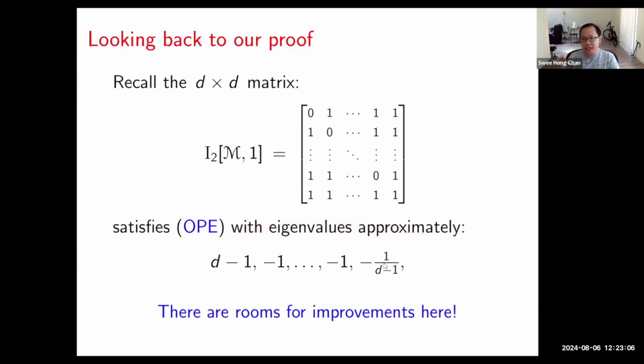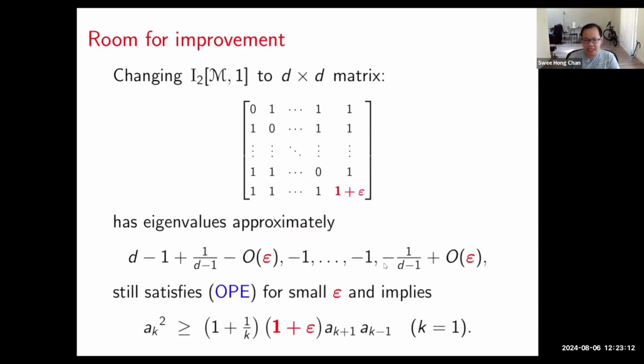I claim that there is room to improve here. The reason is as follows. Suppose that I change the matrix. Let's say that the last entry, rather than putting exactly 1, I put 1 plus epsilon. In this case, as long as epsilon is really, really small, it only affects the first eigenvalue and the last eigenvalue of your matrix. The rest is still equal to -1. And therefore, when epsilon is really small, the first eigenvalue is still positive, the last eigenvalue is still negative, and this matrix will still satisfy OPE. It will still satisfy the hyperbolic property.